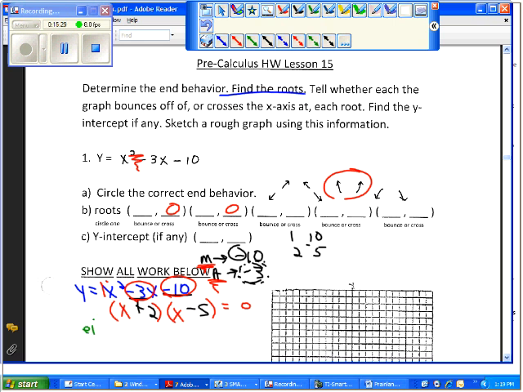So we can say that either this first factor of x plus 2 equals 0, or the second factor of x minus 5 equals 0. And we'll spare the work here. You'd subtract 2 and get x equal negative 2. You'd add 5 and get x equal 5. So my roots are negative 2 and positive 5. So I found the roots of my quadratic. So we got that.